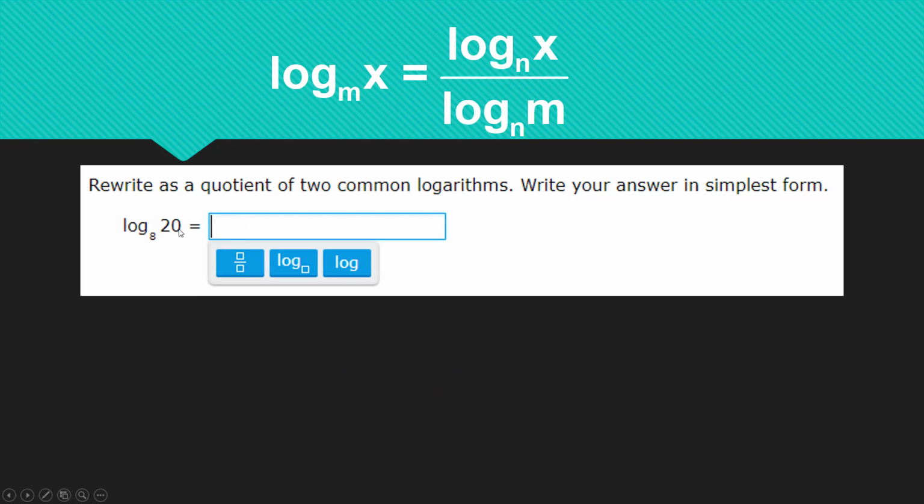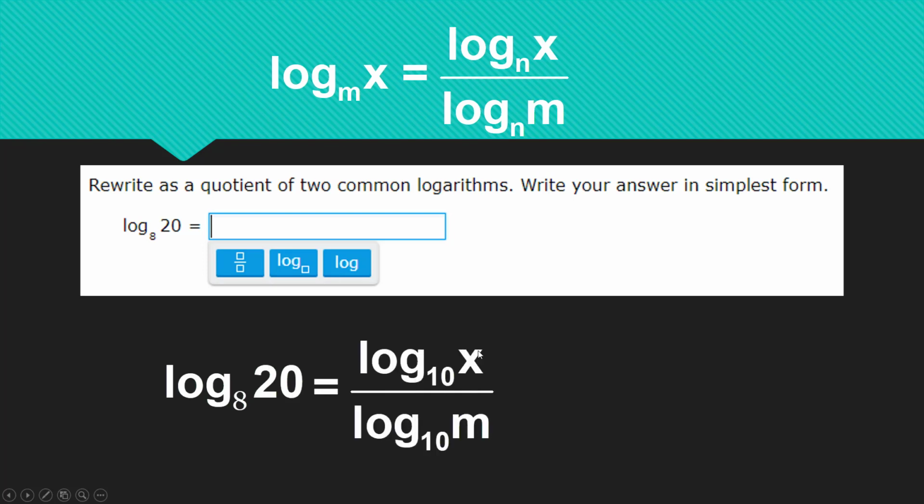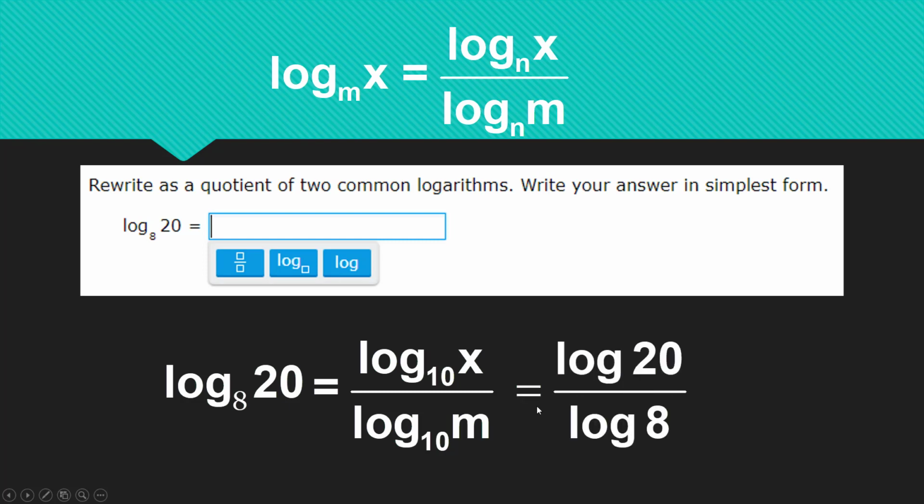All right, here's another one. We've got log base 8 of 20. We want to rewrite it as a quotient of 2 common logs. Since it says common log, that means log base 10. So log base 8 of 20 is equal to log base 10 of x divided by log base 10 of m. 20 was my argument, the thing that we were taking the log of, so I put that up top. And 8 was my old base, so we got that on the bottom.